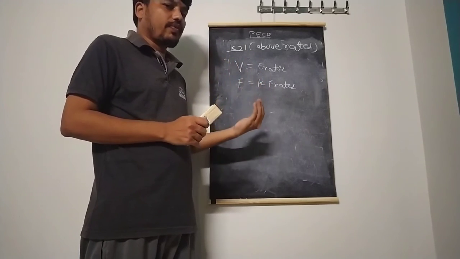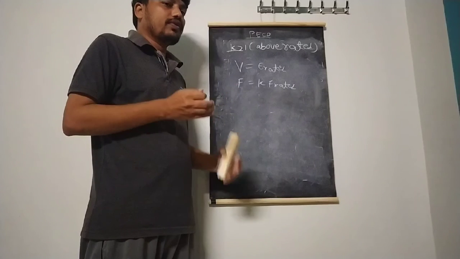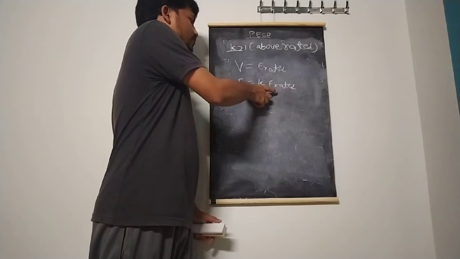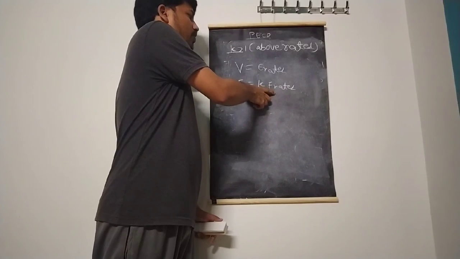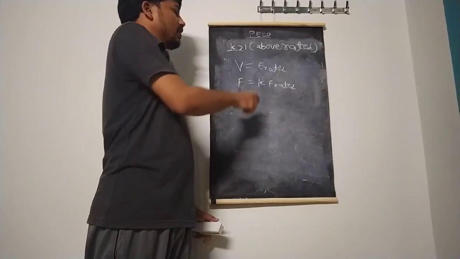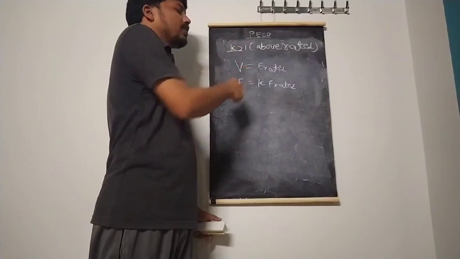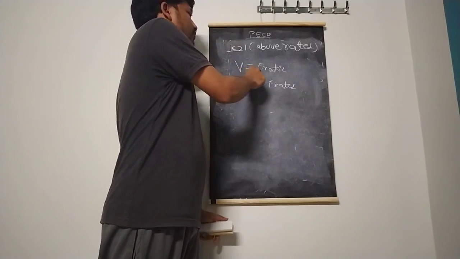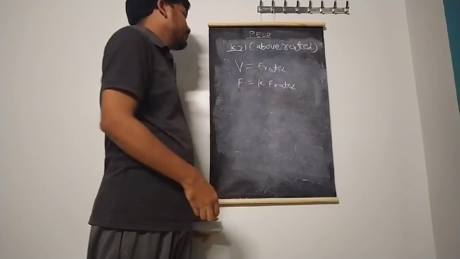Whenever we apply above rated frequency, Ns is equal to 120 by F. Whenever the frequency increases, speed increases. For above base speeds, frequencies should be increased. This is possible with the help of the PWM inverter techniques, but more than rated voltage is not possible. Therefore, V is equal to only E rated, not a function of K.